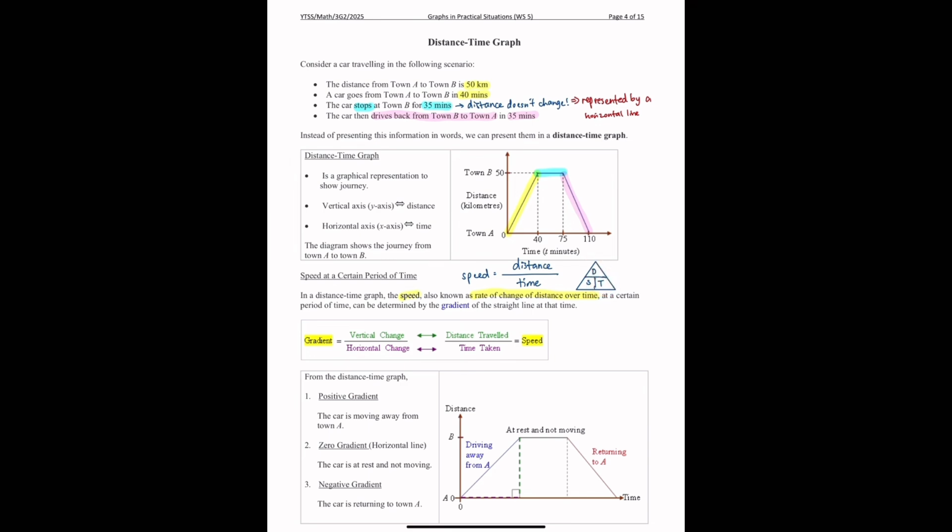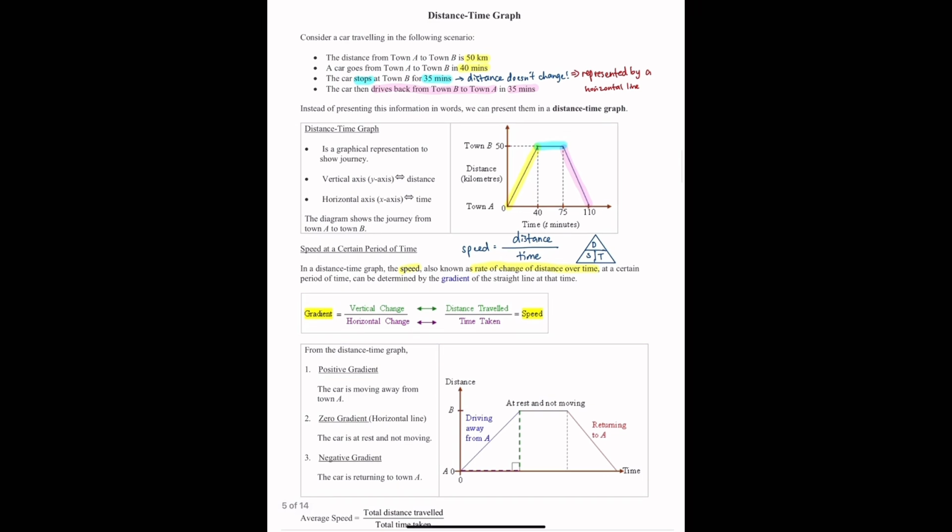So speed is also known as the rate of change of distance over time. And this is actually the gradient of the straight line in the graph that you are given or you need to draw. So take note, gradient of the distance time graph is actually the speed. So let me just write here in red. The takeaway from here is gradient of a distance time graph is actually the speed.